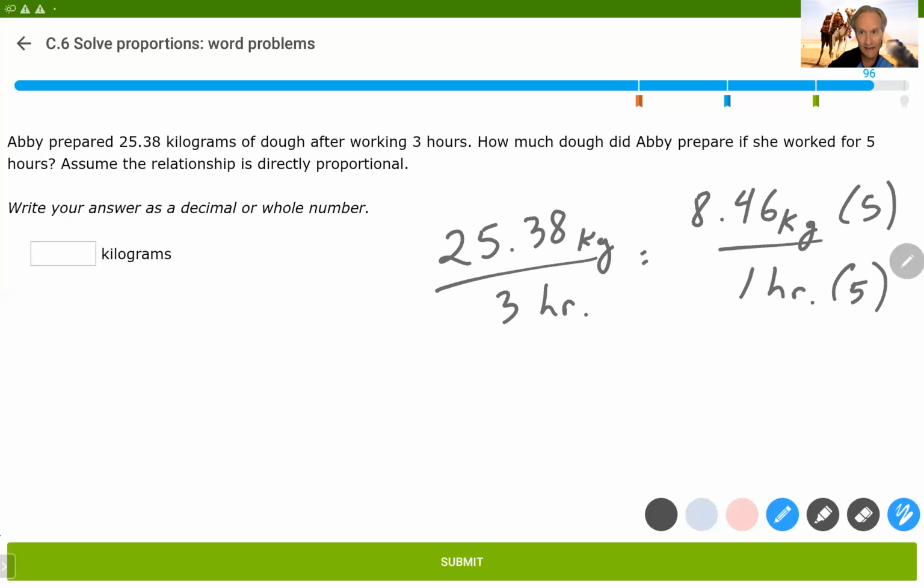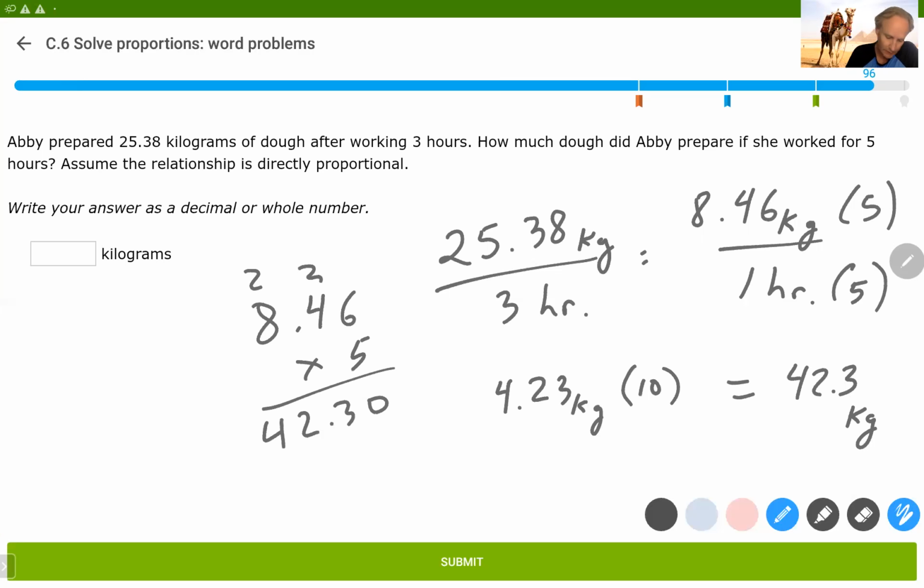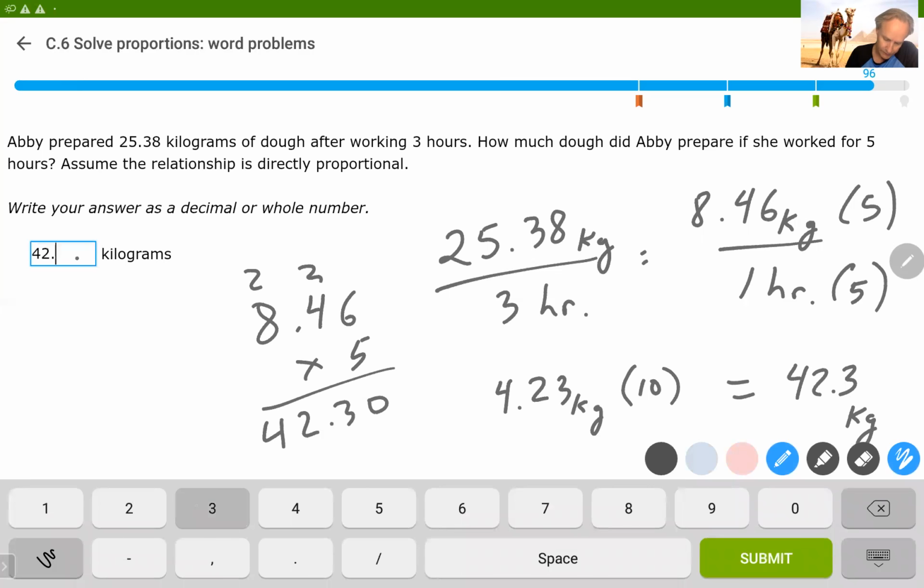And I'm going to do a double and half here. I'm going to take half of this, which is 4.23, and double this one is 10. And when I multiply that, 4.23 kilograms times 10 is 42.3. If you want to see it, I can multiply it over here. 8.46 times 5 is 0, carry the 3, 3, carry the 2, and 42, and 2 decimal places. 42.3 kilograms.